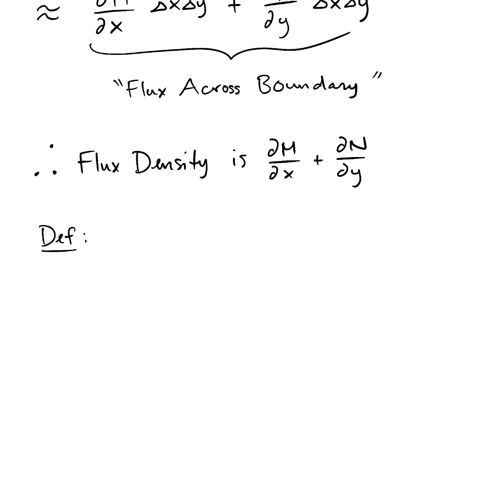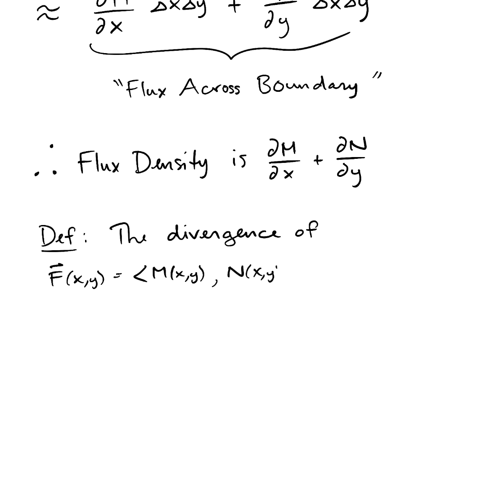Definition. The divergence of the vector field F depending on x and y, with first component m depending on x and y, second component n depending on x and y. So divergence is the word we're defining. It's the sum of the partials, dm dx plus dn dy.